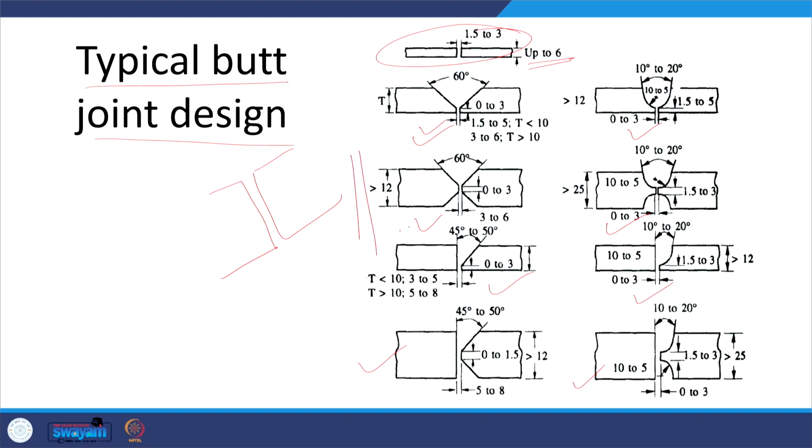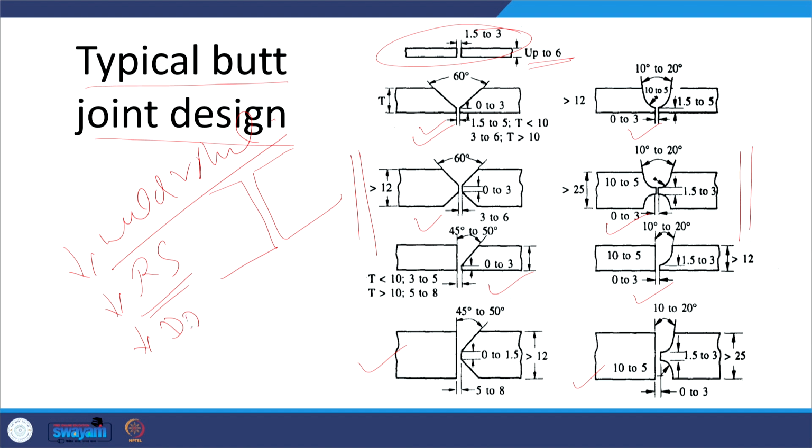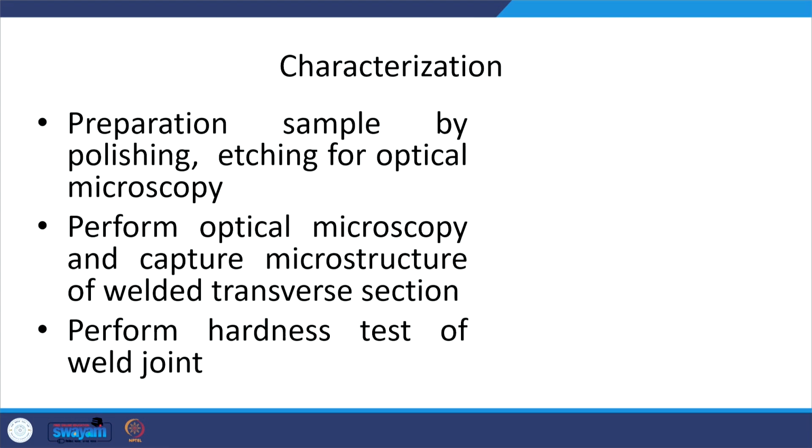For greater thicknesses, we go for the double V, double U, double bevel, double J kind of arrangements, because that helps in reducing the weld metal volume which is deposited. It helps in reducing the residual stresses, because the residual stresses being developed during the welding on each side will be balancing each other, and that also helps in reducing the distortion tendency, and these factors in turn help in increasing the welding speed as well as increasing the productivity.